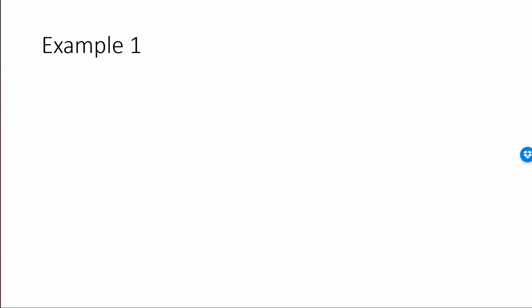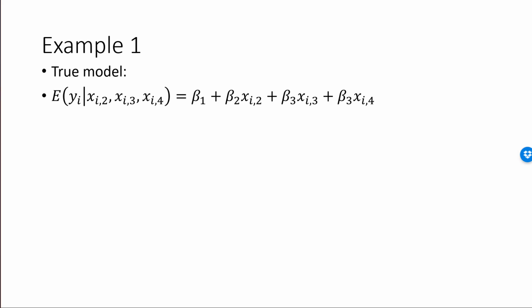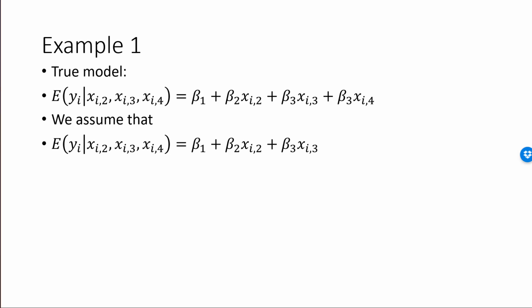So the first case is the missing variable problem. So let's call that example 1. The true model is that the expected value of y conditionally on three explanatory variables x2, x3, and x4 is indeed a linear function of these variables. However, we incorrectly assume that the conditional expectation depends on only x2 and x3, so we make the following assumption.